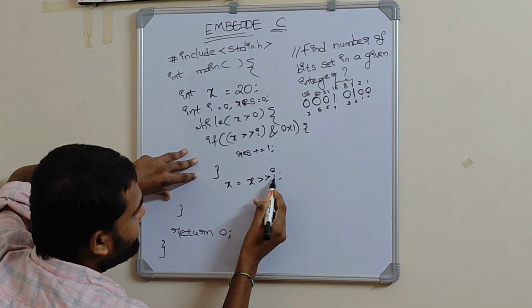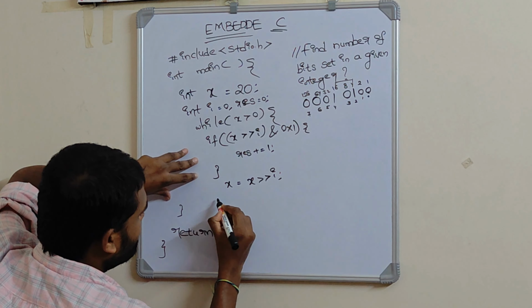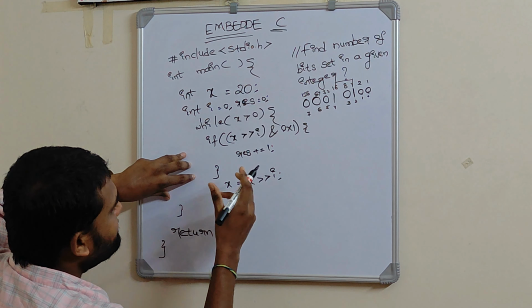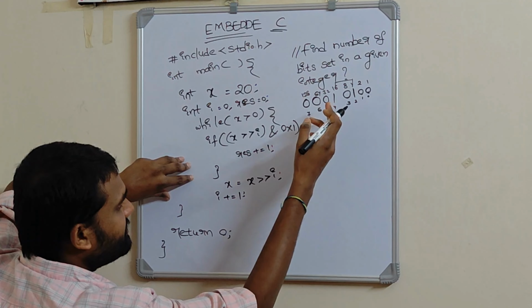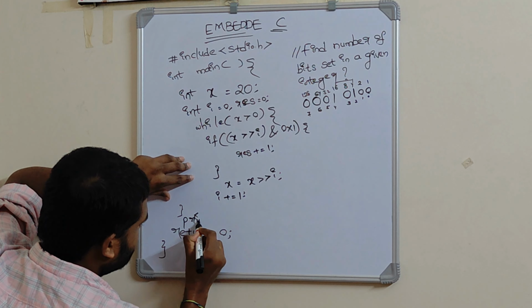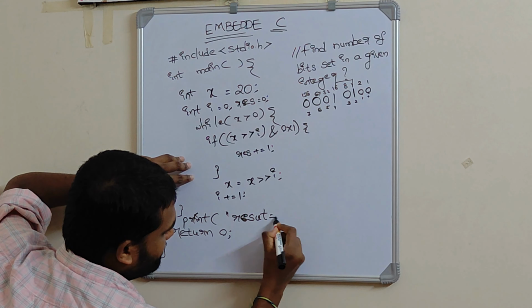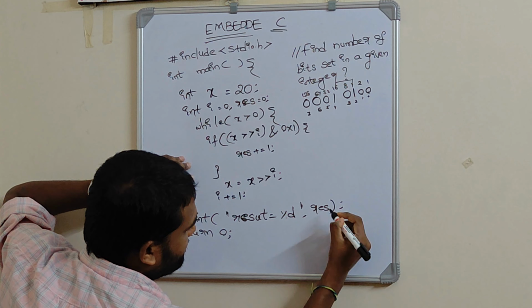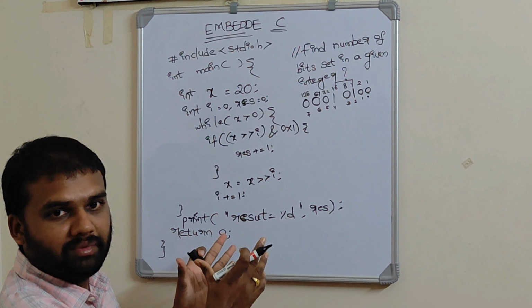Now what happens? Every time the loop runs, the x value will be divided by 2. And we have to increase the i value also. This will give us how many bit positions are set in a given integer. So finally we will print result equal to %d, and then we have to print the res. Okay, this is the code. See, now we have written our complete code.